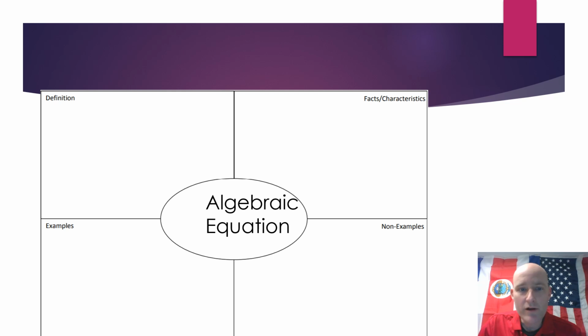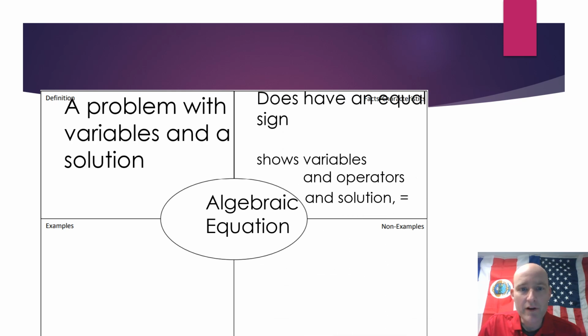Okay, an algebraic equation is a problem with variables and a solution. So it does have an equal sign. It shows variables and operators in a solution. For instance, 6 divided by 2 plus x equals 5, and 3a plus 2 equals 8. And note it has variables.